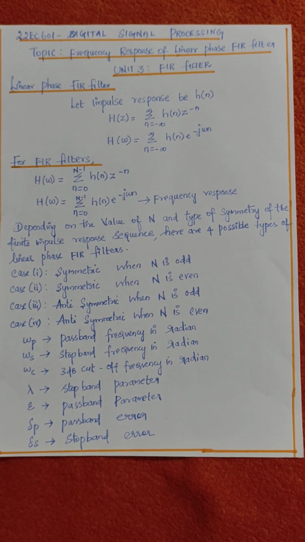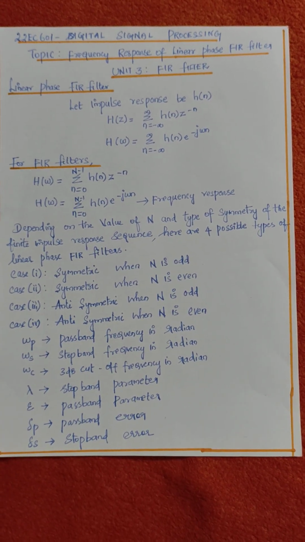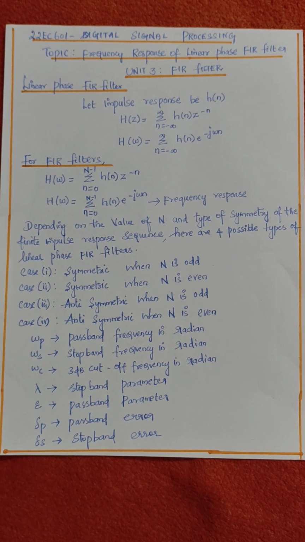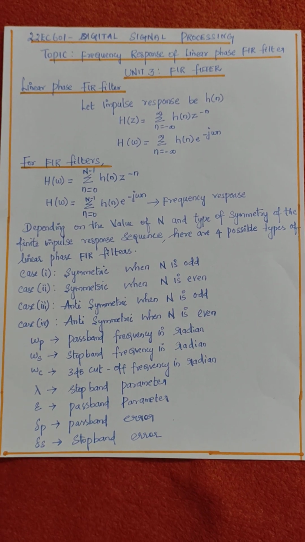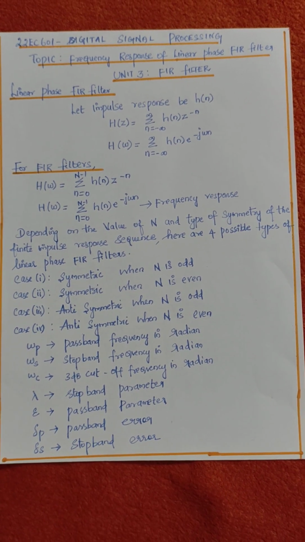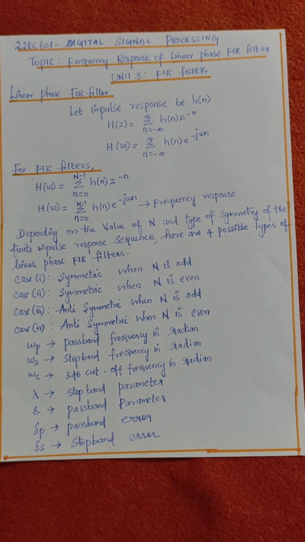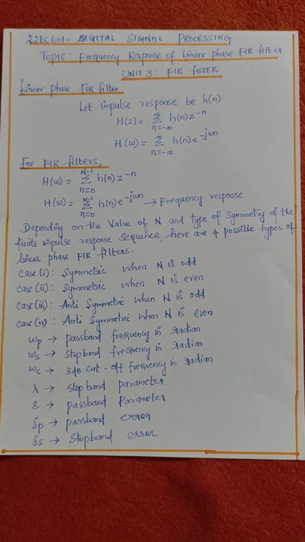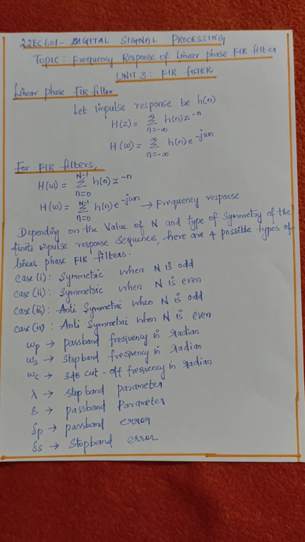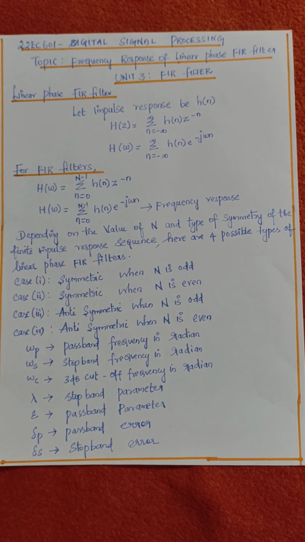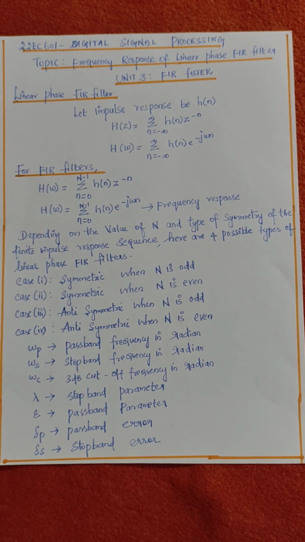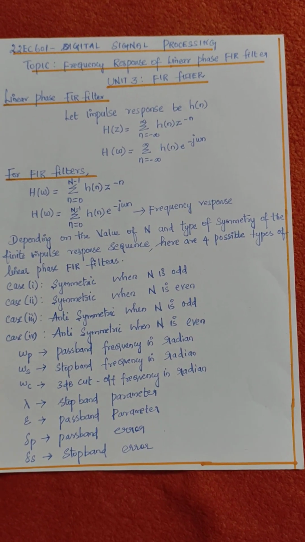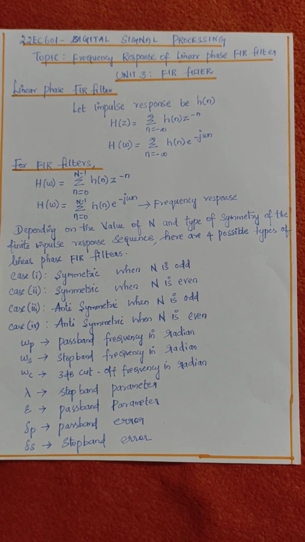Design an FIR filter with the passband frequency of, stop band frequency of, 3 dB cutoff frequency of, and stop band parameter of, passband parameter of, passband error of, stop band error of. For the cases of symmetric for N equal to odd and N equal to even, antisymmetric for N equal to odd and N equal to even, calculate the samples for the linear phase as well as the ideal phase. After that, you need to find the H of z. Once H of z is calculated, you need to draw the linear phase structure. All the FIR filters are linear in phase, so by default you will get the answer in linear structure.